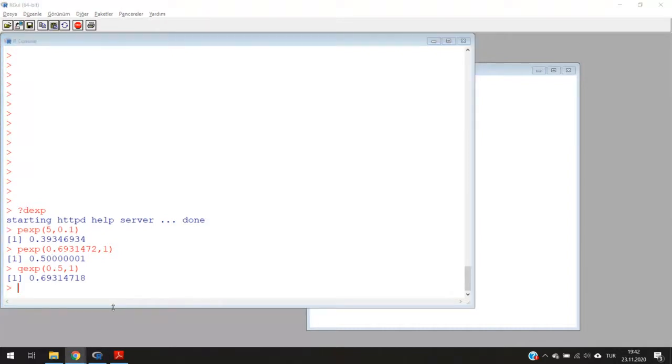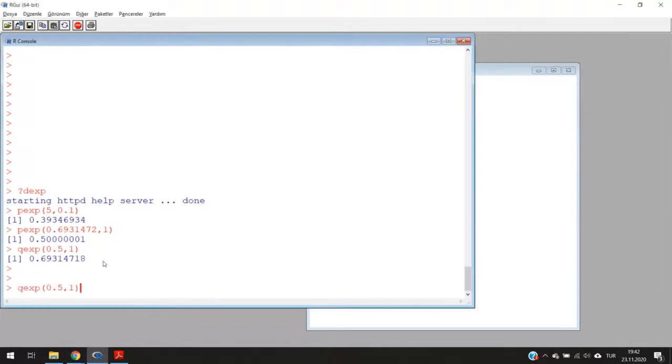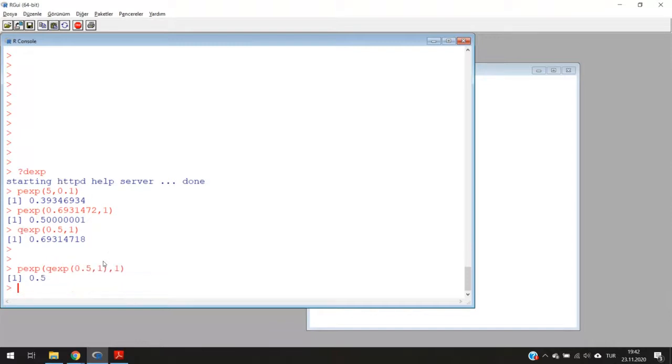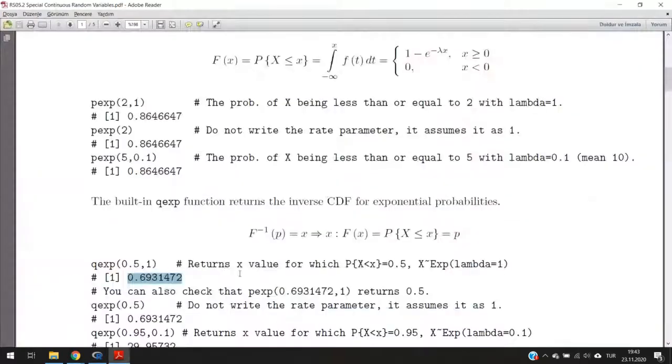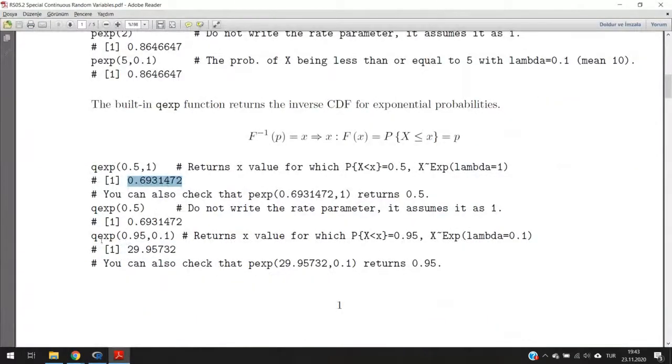Or if you just do that, for example, qexp of 0.5, you will exactly get 0.5 because we have two functions which are respectively the inverse of each other here. All right. So you can also calculate the quantile at another probability.